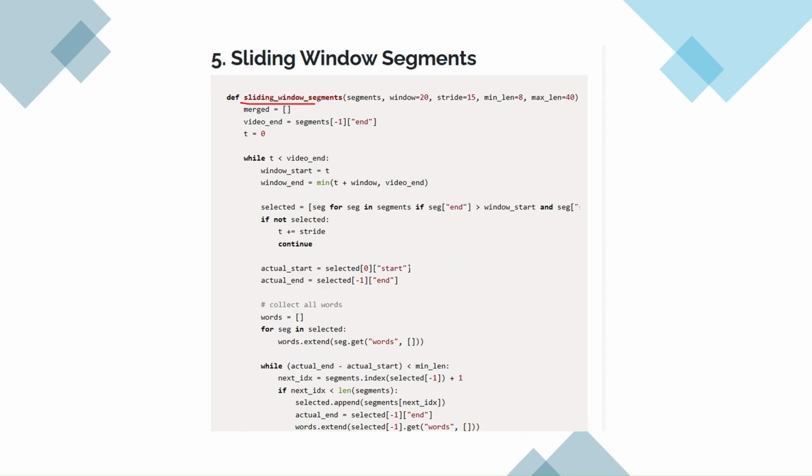Next up is sliding window segments. Since we want our final resultant clips to be of a certain length, usually between 20 to 40 seconds, we create these window segments over the video, starting from the beginning and going over till the end of the video, grouping them into these segments, which will then be used for scoring.